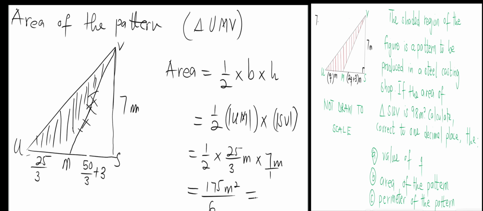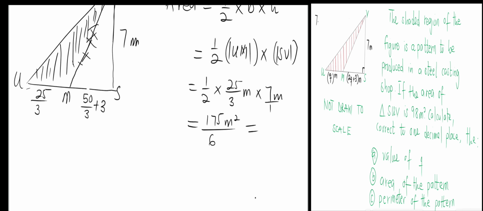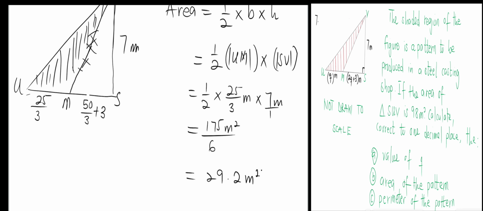29.16. But we have to leave the answer in 1 decimal place. So you have to make sure you also leave the answer in 1 decimal place. So our area will be equal to 29.2 meters squared. So this becomes the area of the pattern.